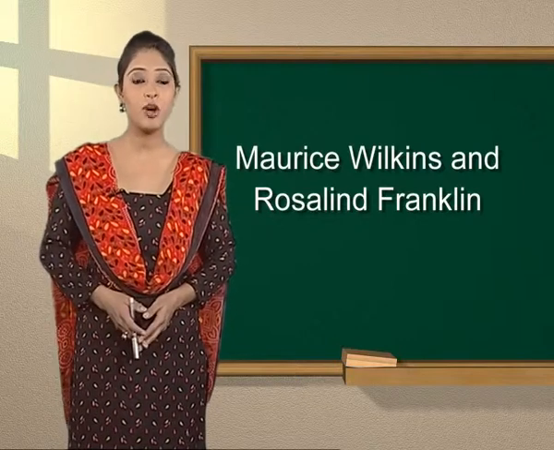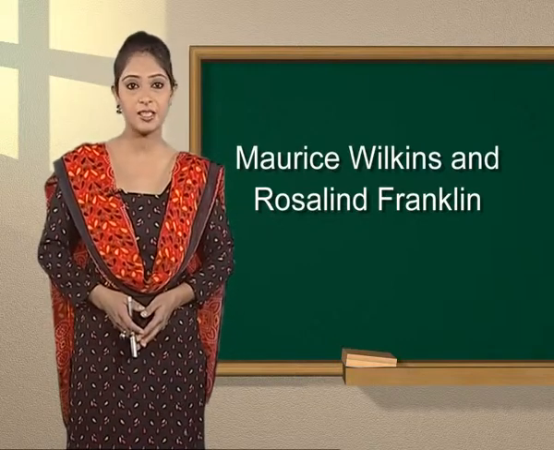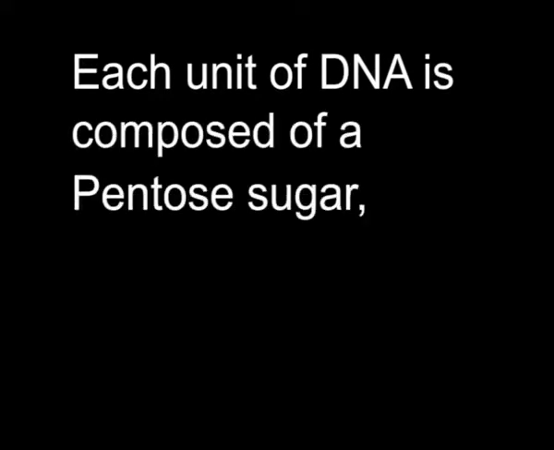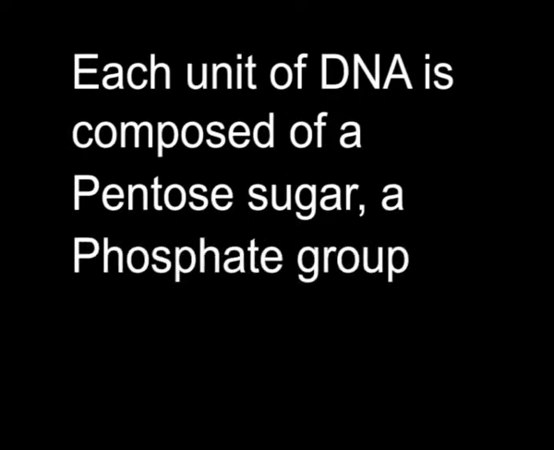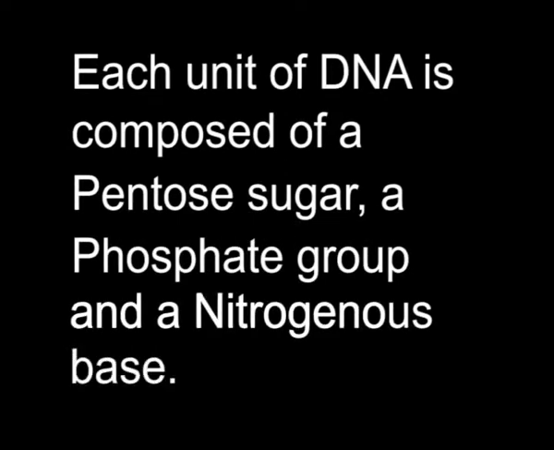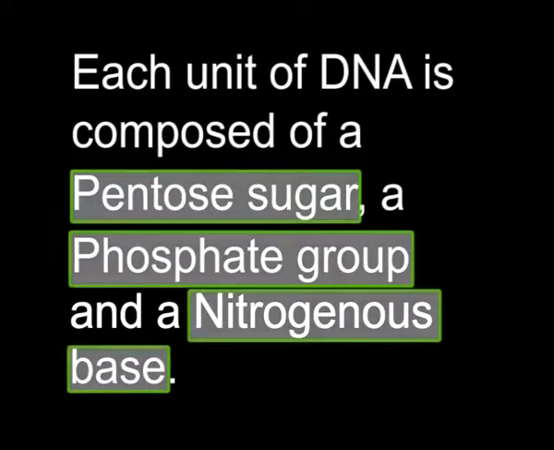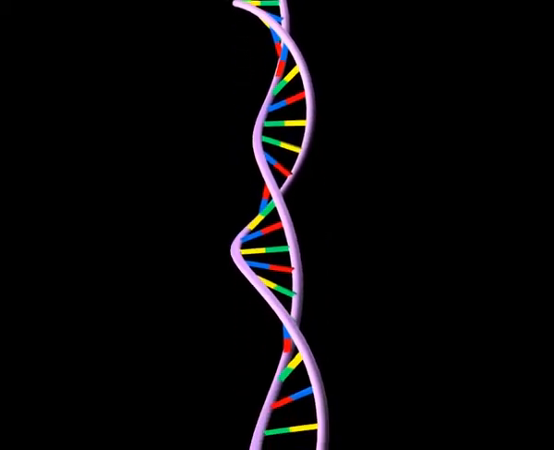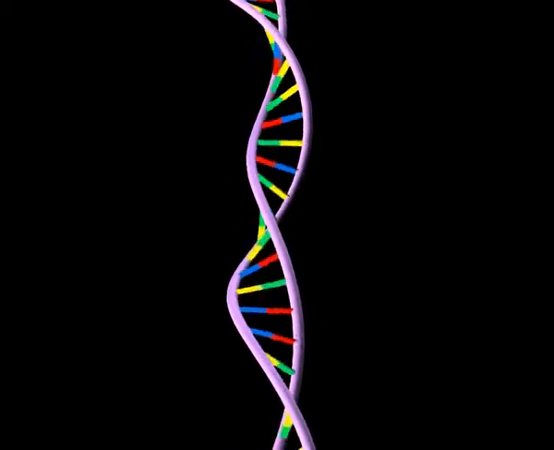Let us explore the components of DNA in detail. The repeating unit. Each unit of DNA is composed of a pentose sugar, a phosphate group, and a nitrogenous base. Collectively, they are known as a nucleotide. So, the repeating unit of DNA is a nucleotide.